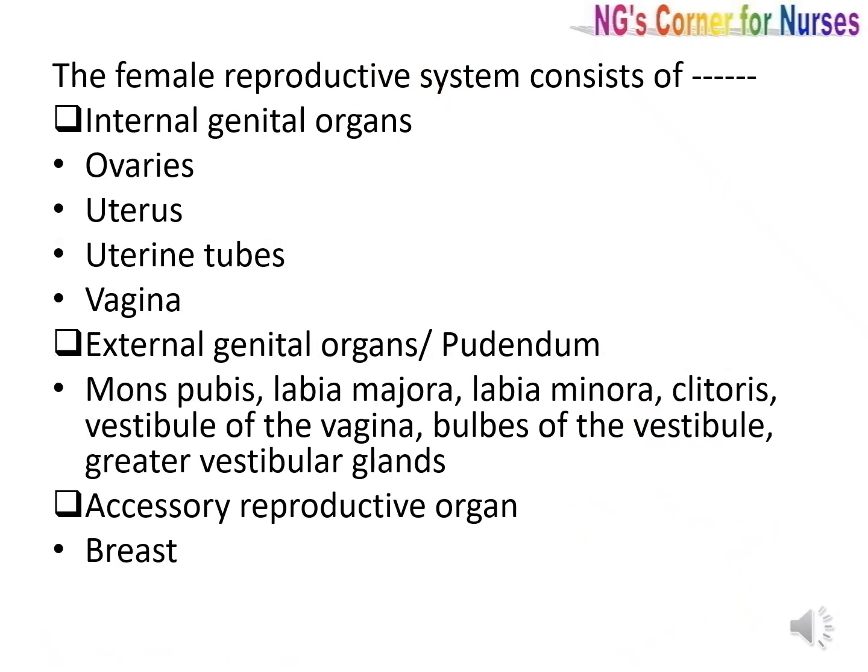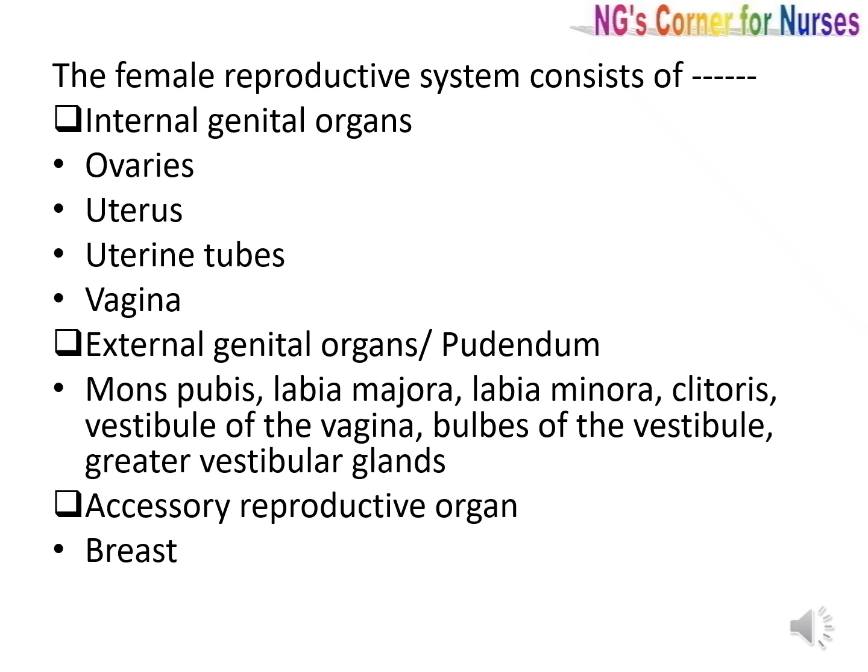The female reproductive system consists of internal genital organs, external genital organs and accessory reproductive organs. The internal genital organs include ovaries, uterus, uterine tubes and vagina. External genital organs include mons pubis, labia majora, labia minora, clitoris, vestibule of the vagina, bulbs of the vestibule, greater vestibular glands. And the breast is the accessory reproductive organ.